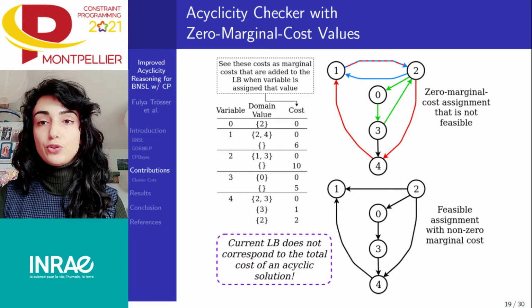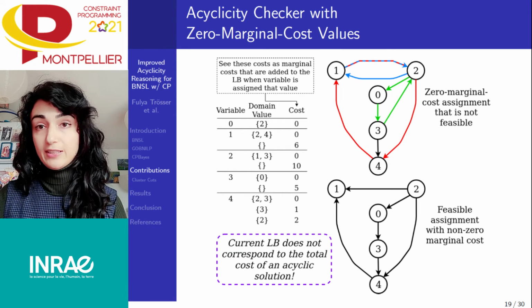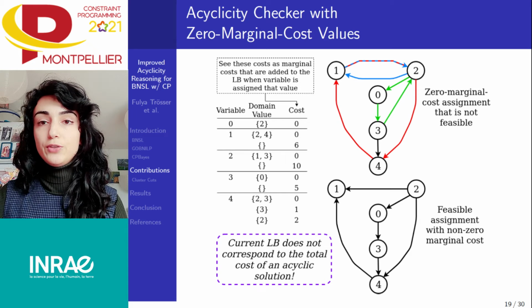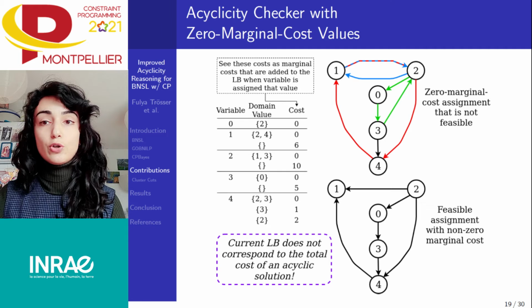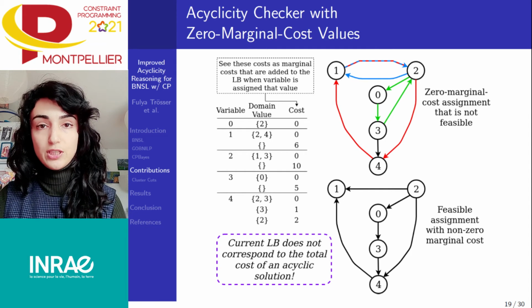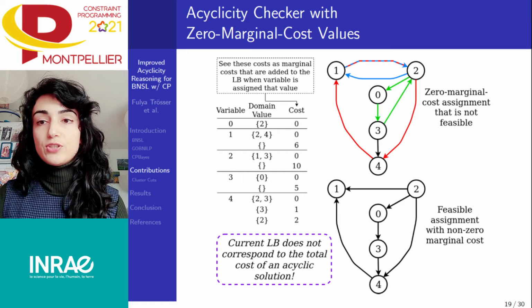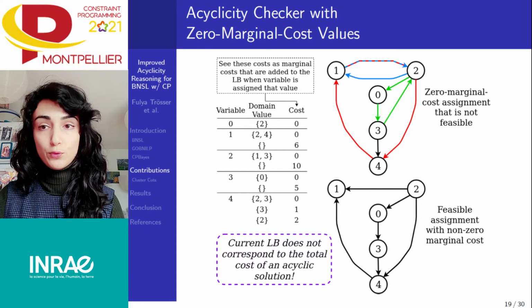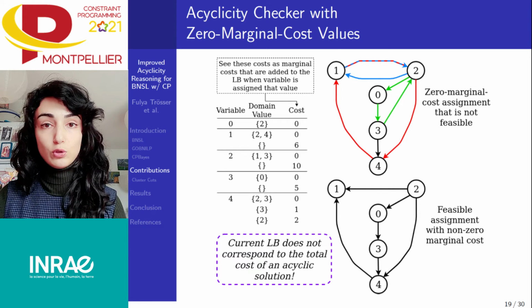I will give an intuition using an example instead of diving in technical details. Here it would be a good idea to see these costs as marginal costs, the costs that we add to the lower bound when the variable takes the associated value. The purpose is to see if there can be an acyclic solution whose total cost is equal to the lower bound. If this is not the case, it means that we can increase the lower bound.